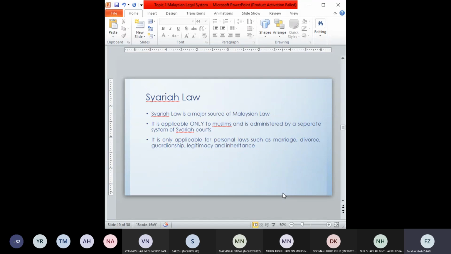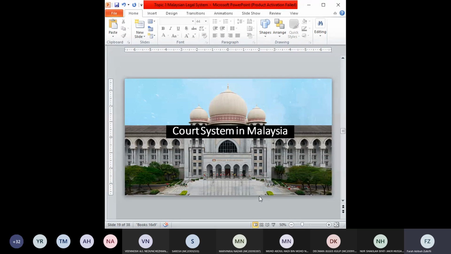Sharia law, as I mentioned before, is only applicable to Muslims, and is only for personal law. Personal law involves marriage, divorce, guardianship, legitimacy, and inheritance. So that's all the sources of law in Malaysia. Do you have any questions before we continue with the court system in Malaysia?